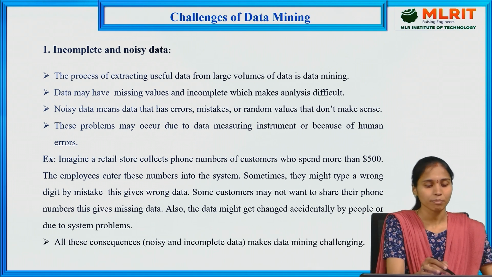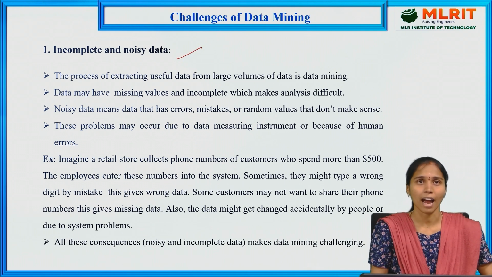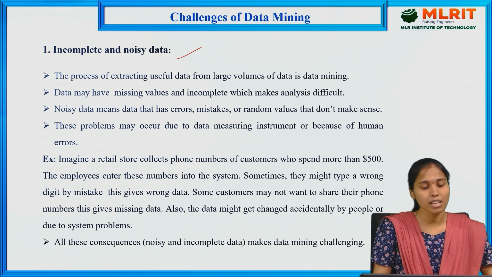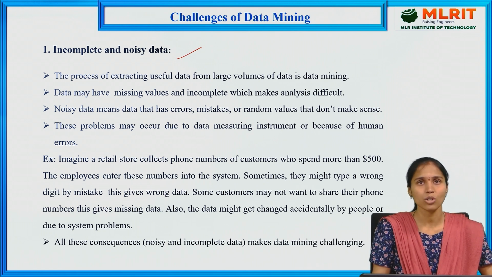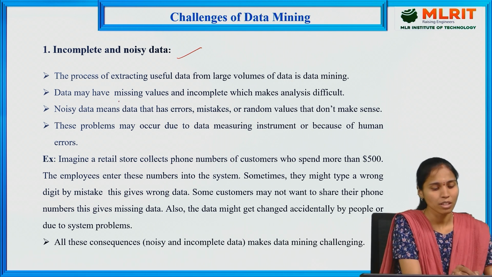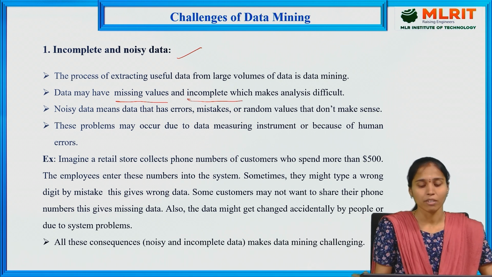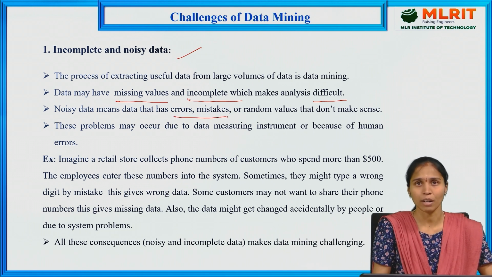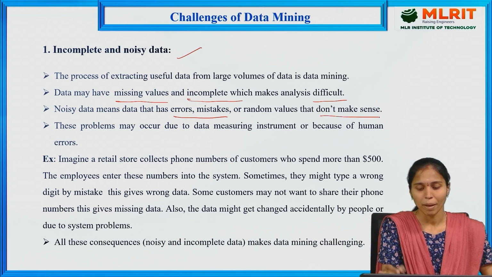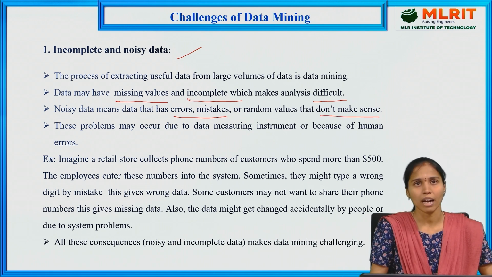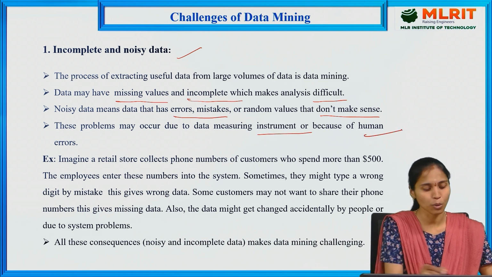Next slide. The first one is incomplete and noisy data. The process of extracting useful data from large volumes of data is called data mining. Data may have missing values or be incomplete, which makes analysis very difficult. Noisy data means data that have errors, mistakes or random values that don't make sense. These problems may occur due to data measuring instruments or because of human errors.